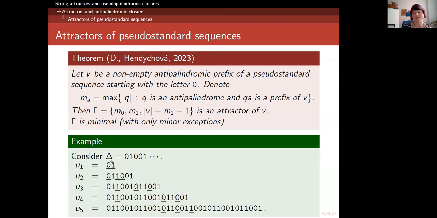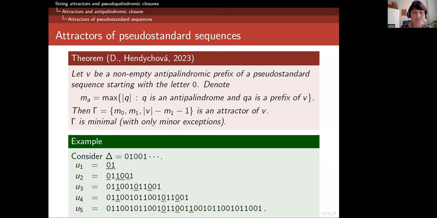Then we go further. So U2 is constructed in the following way. You take 0, 1, and you write down 1 from the directive sequence, and you make the antipalindromic closure. And now you find the longest antipalindromic prefix followed by 0. It is still the 0, the empty prefix. Then you take the longest antipalindromic prefix followed by 1, which is this word, 0, 1. And it means that in your attractor, there will be position M0, which is 0, M1, which is the length of 0, 1, so 2. So you will underline this one. And then you will take the mirror position of this one, which is this 0. And this gives you the minimal attractor.